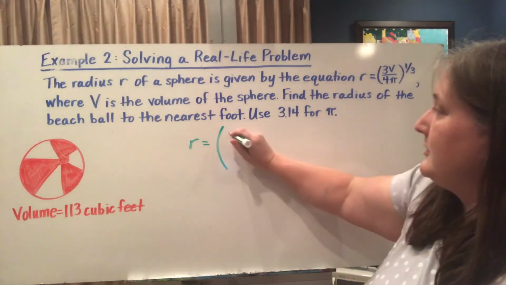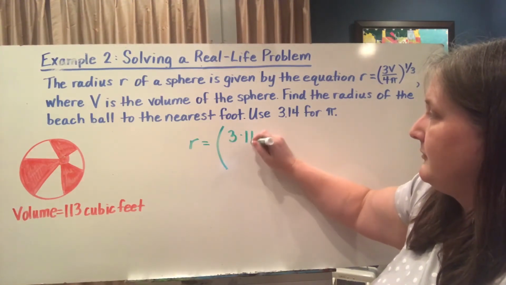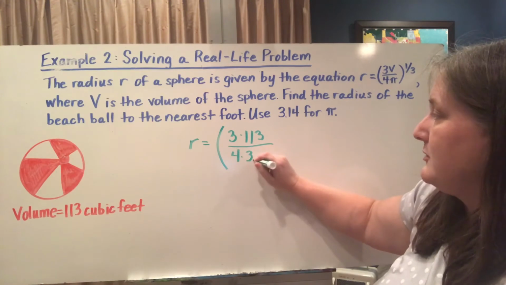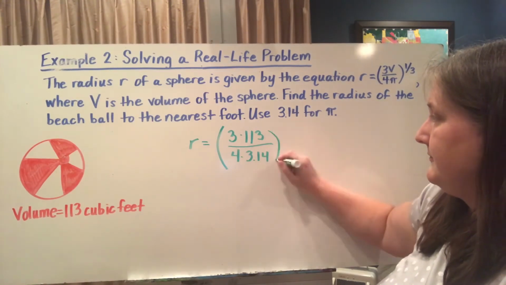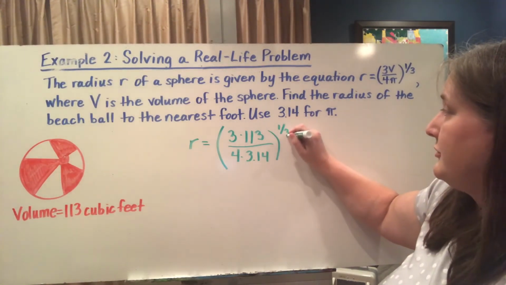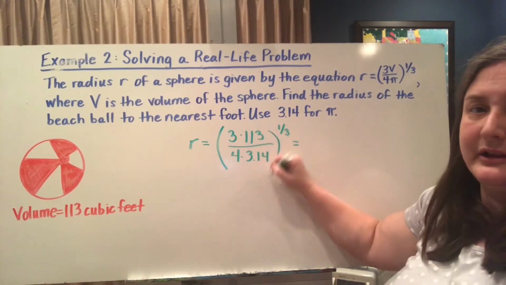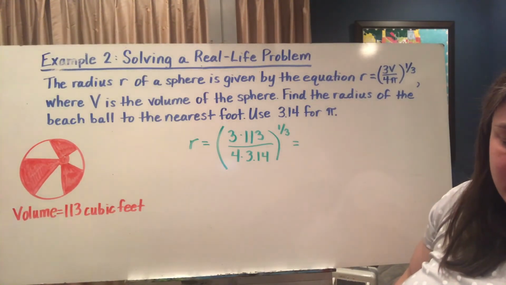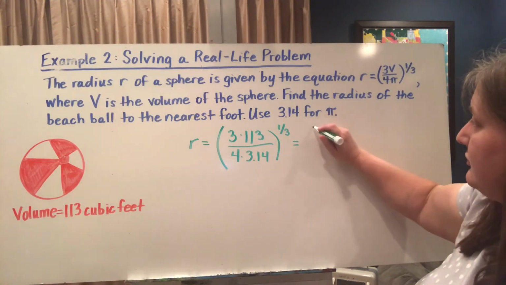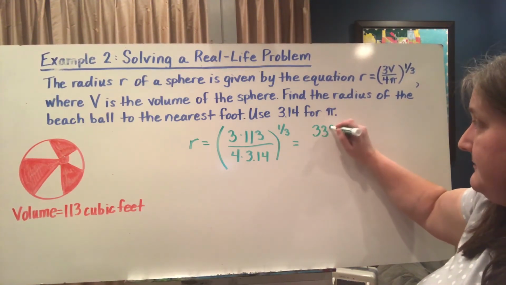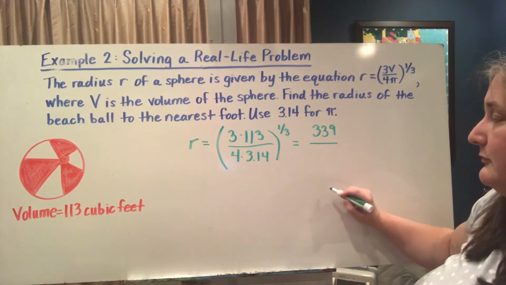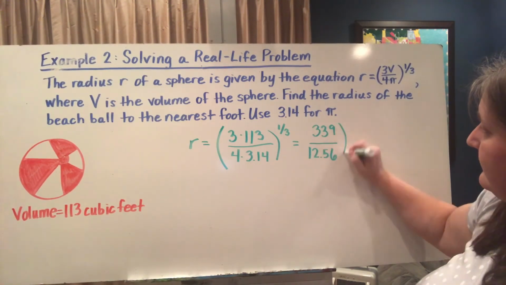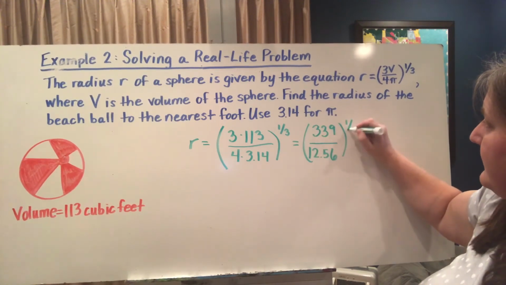We know that we're doing 3 times the volume, or 3 times 113, over 4 times pi. And for pi, we're using 3.14. And this is all to the 1/3 power. So let's simplify a little here inside the parentheses. 3 times 113 is going to give us 339. And 4 times 3.14 is going to give us 12.56. This is all to the 1/3 power.